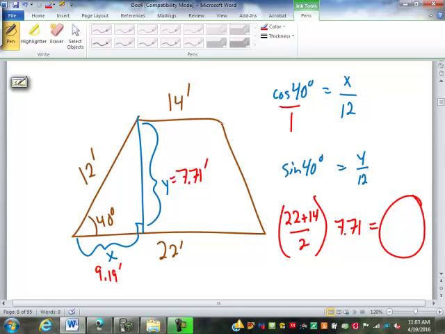I was thinking you were looking for perimeter too, which means then you'd use the 9.19 and the 22 and the 14 to find this length, and then you'd use that to find the slope. Yep, exactly.